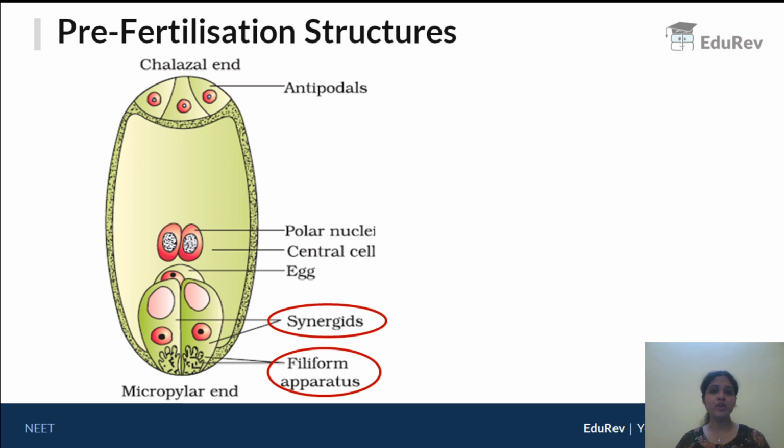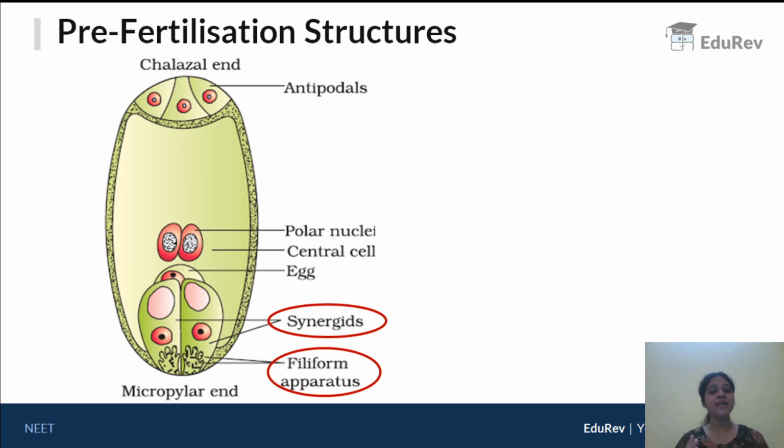Now what is the importance of this particular filiform apparatus? Later, when the pollen grain touches the stigma and the pollen tube germinates through the style, the pollen tube will enter the ovary. But remember, the pollen tube contains the male gametes and the male gametes want to fuse with that egg cell present there. But the question is, how does the pollen tube find its way towards the egg cell? So this particular filiform apparatus, either one of them, either synergid, not both, will allow the pollen tube to enter and will guide the pollen tube towards the egg cell using those finger-like projections.